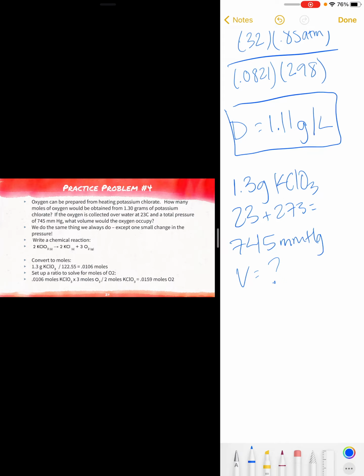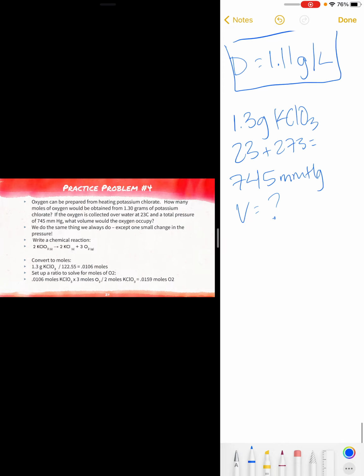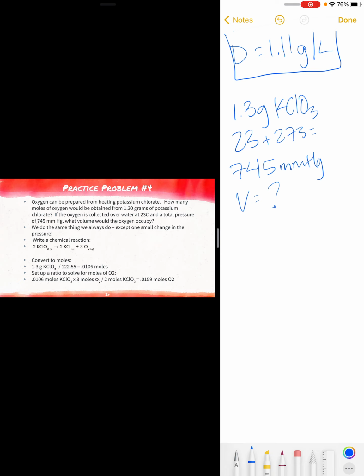We have to do the same thing we always do. First thing we need to do is write the chemical reaction. So I'm actually going to turn my screen here so I have a little bit more room. So I have 2KClO3. I'm just copying this down.